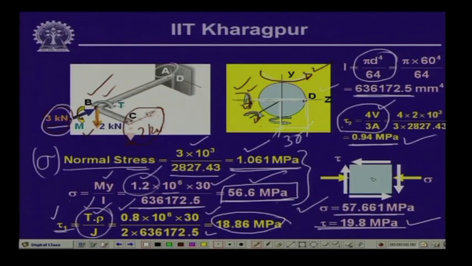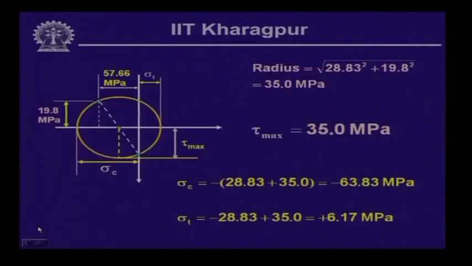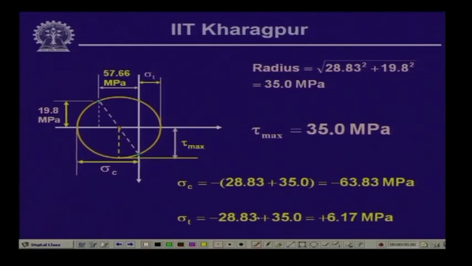So, you see this is the element which is at D, which is subjected to a normal compressive stress of this magnitude and a shearing stress of this magnitude. Now, if we plot these stresses in the Mohr circle, then we get the stresses like this, that we have at this point sigma which is negative and tau also is negative.